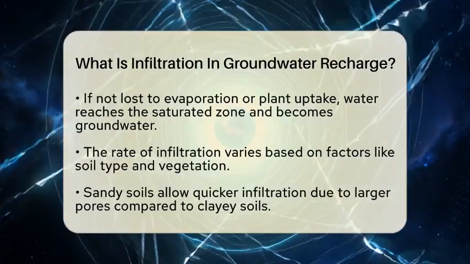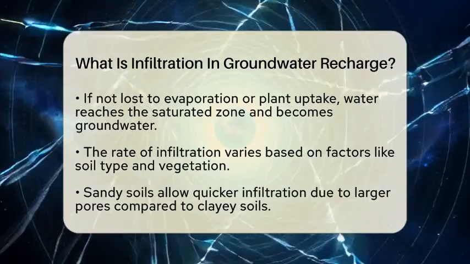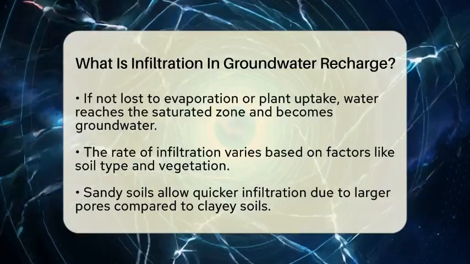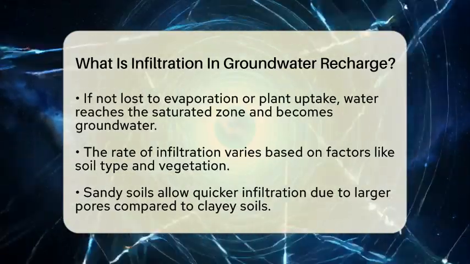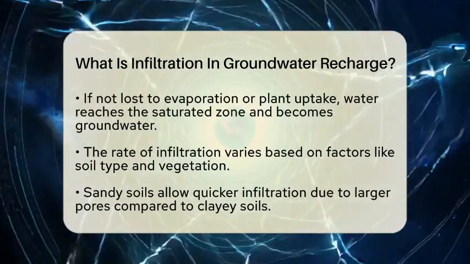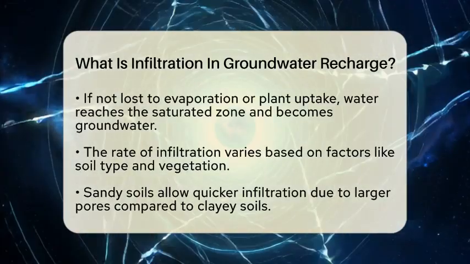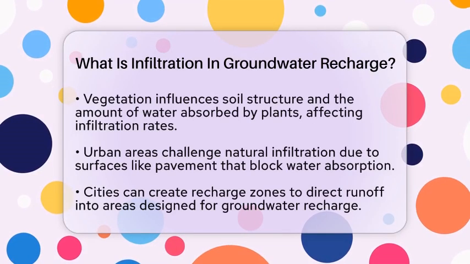The rate at which infiltration occurs can vary based on several factors. For instance, soil type plays a significant role. Sandy soils, which have larger pores, allow water to infiltrate more quickly than clayey soils, which have smaller pores. Vegetation also impacts infiltration by affecting soil structure and how much water is absorbed by plants.